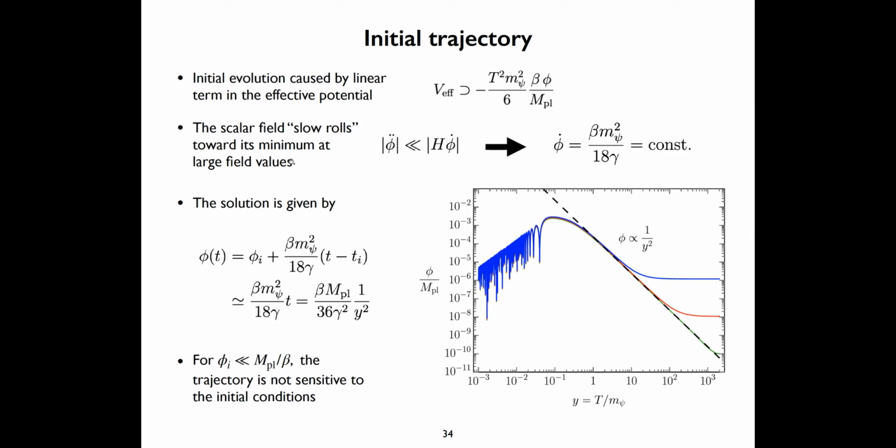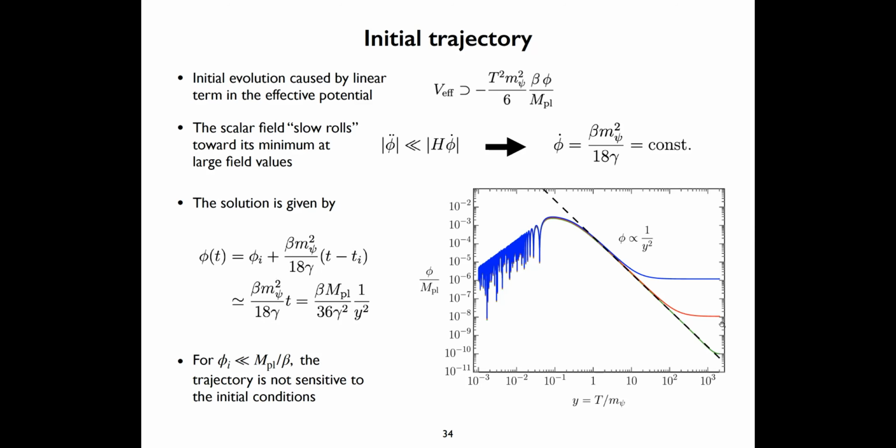So that leads to a very simple dynamics. The scalar field essentially just slow rolls, and you just have this sort of terminal velocity equation. You can solve that. And so it just says that the scalar field increases with cosmic time. And then provided that your initial field value is small compared to your eventual oscillation amplitude, as well as you start early enough, which is very reasonable, then you see that this solution is essentially independent of the initial conditions, okay?